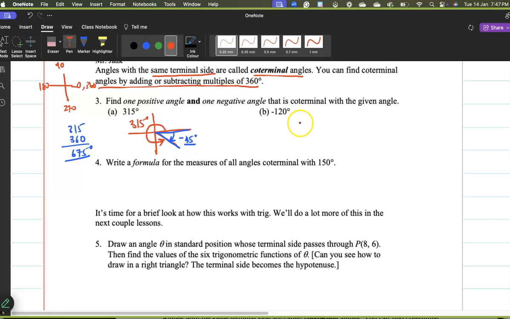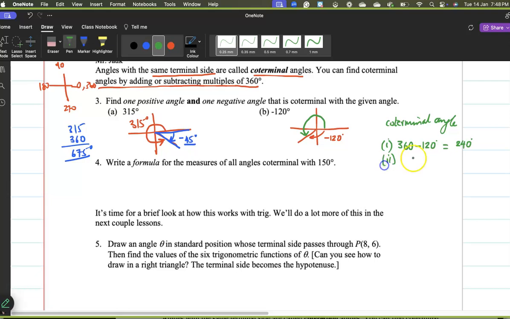Minus 120. So 90, that would be, this is your minus 120. Now which will my co-terminal angle be? So can I look at this angle? How much will that be? It would be 360 minus 120, right? So that would be 240. Can you give me another co-terminal angle?